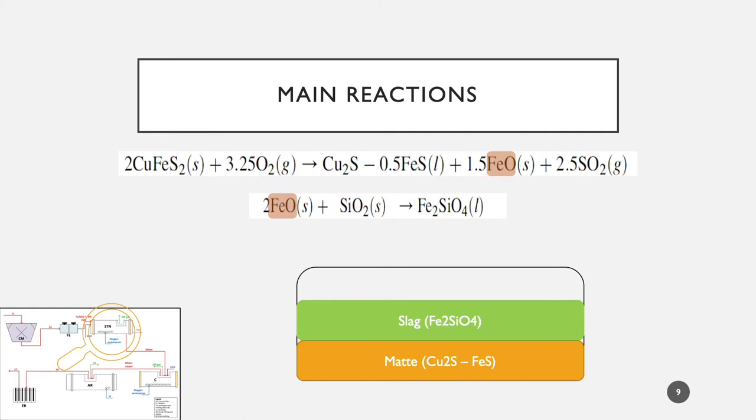The main reactions that are happening in our smelter are the oxidation of our chalcopyrite, which produces our matte, iron oxide, and a gas. The iron oxide is then reacting with the silica to form fayalite, which forms our slag phase. Now, the reason we want to form a matte and a slag phase is that the two are immiscible, so they are easier to separate. The slag phase comes out from a tap hole at the side of the smelter, while the matte phase comes out from a tap hole at the bottom of the smelter.